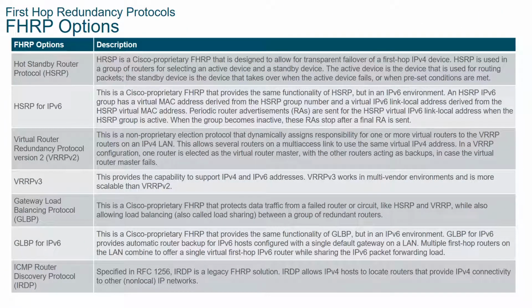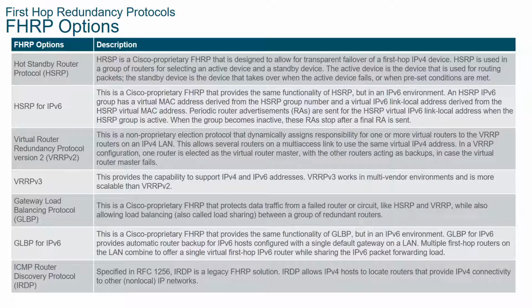First hop redundancy protocol options. There are various different flavors of first hop redundancy protocols. The first, Hot Standby Router Protocol, HSRP. HSRP is a Cisco proprietary FHRP that is designed to allow for transparent failover of a first hop IPv4 device. HSRP is used in a group of routers for selecting an active device and a standby device. The active device is a device that is used for routing packets. The standby device is the device that takes over when the active device fails or when preset conditions are met.